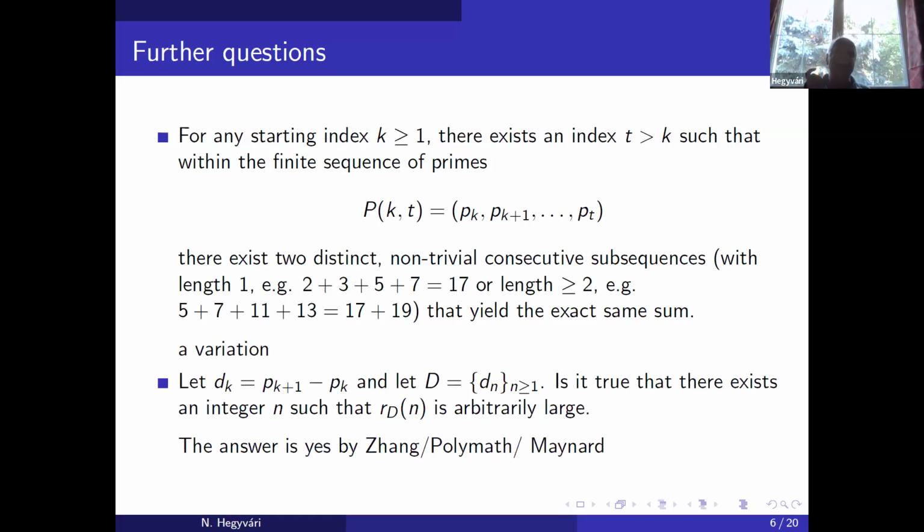If you take the gap between the consecutive prime numbers, which is denoted by d_k, and we consider the sequence d_n, then the previous question is answered. It is the famous celebrated theorem of Zhang, Polymath, and Maynard. It is related to the twin prime conjecture.